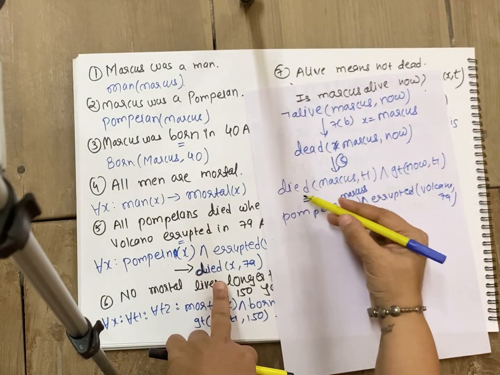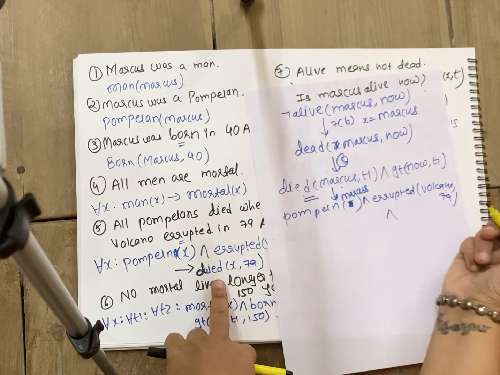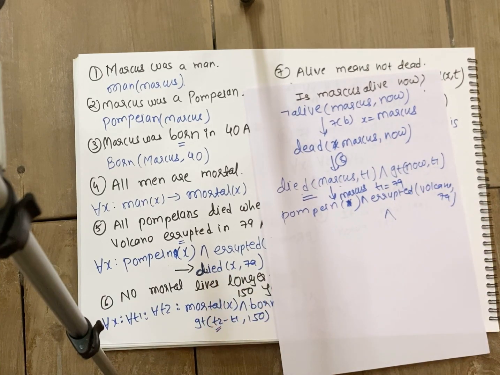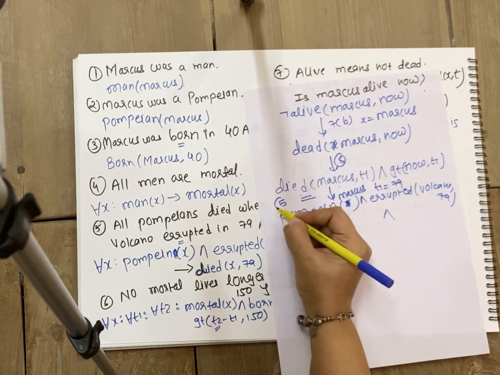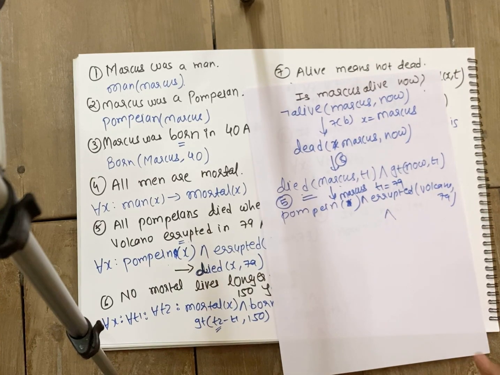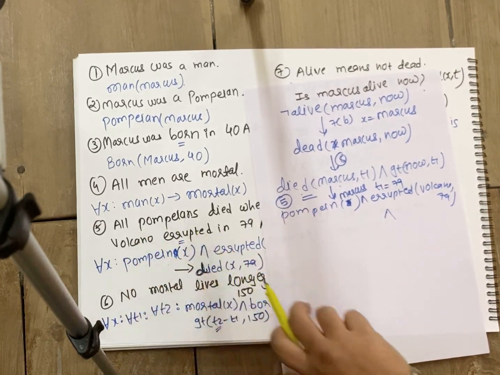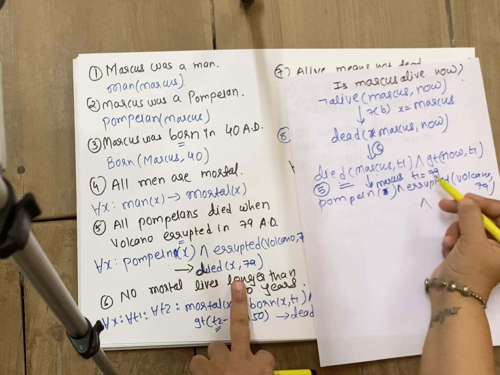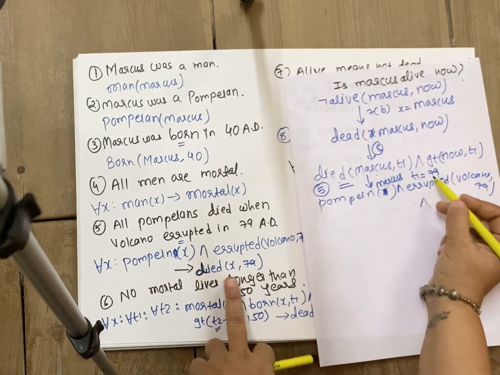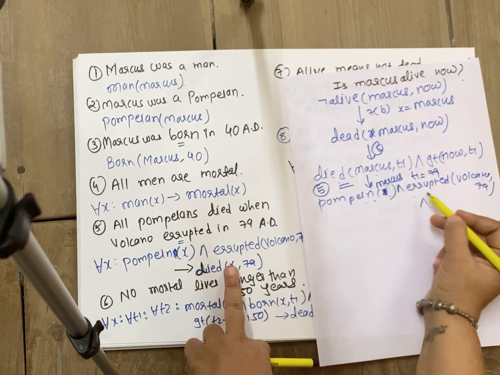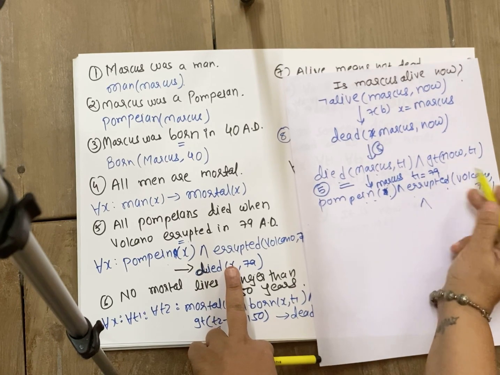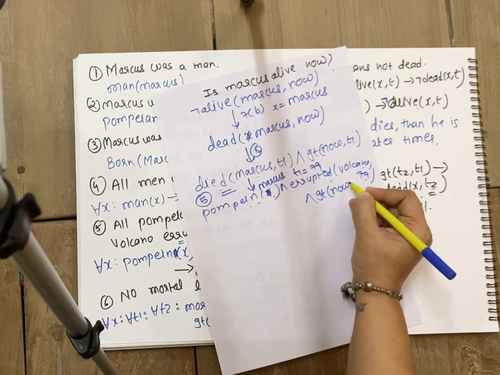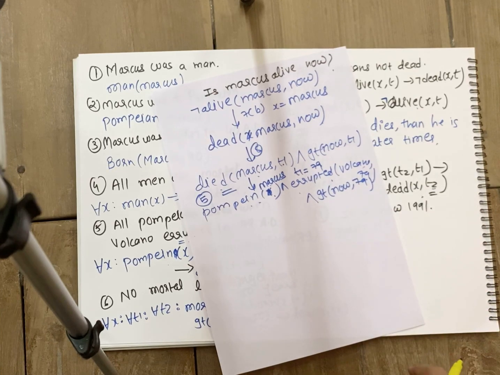Now see, died Marcus T1. The value of T1 that we have replaced over here is 79. Which particular clause have we used here? The fifth one. If we use the fifth one, died X comma 79, so X is Marcus and T1 is 79. So Pompeian Marcus and erupted volcano in 79, and now this is greater than now comma 79. Are you getting this?